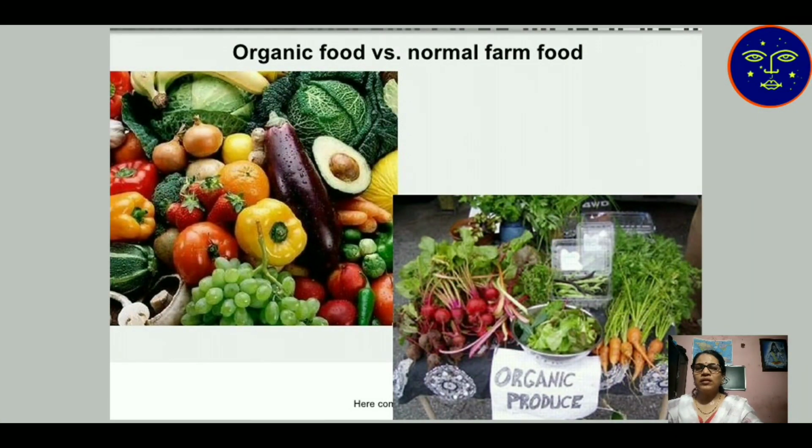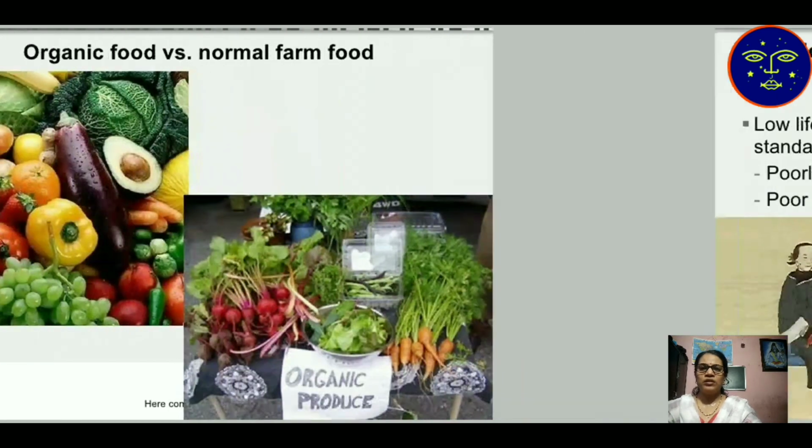Organic foods compared with normal farm foods. Organic foods are better than farm foods. Organic foods are grown in our garden, and they are very essential for our body.